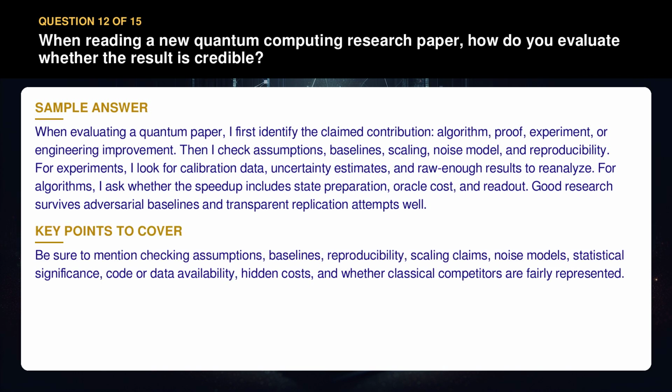Be sure to mention checking assumptions, baselines, reproducibility, scaling claims, noise models, statistical significance, code or data availability, hidden costs, and whether classical competitors are fairly represented.